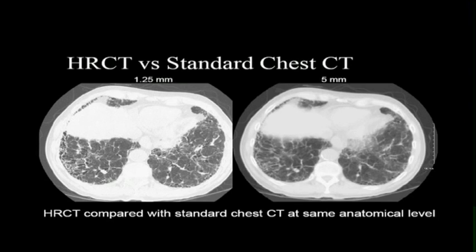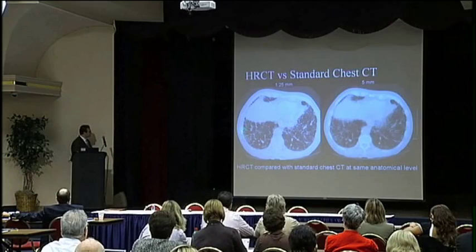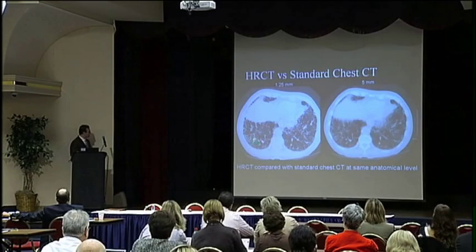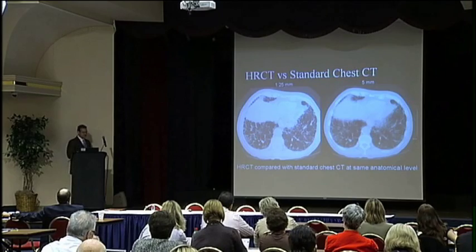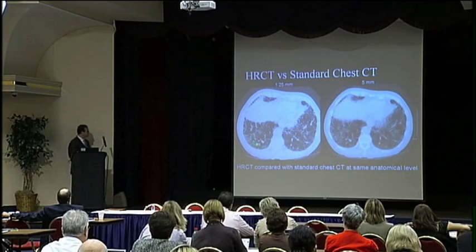And I don't know how well this projects, but at the same anatomic level, you can really see a lot more detail on the high-resolution scan than you can on the standard 5 millimeter cut. This is a patient with IPF, by the way. You can see the subpleural predominant linear opacities. You can see some areas of traction bronchiectasis and honeycombing.